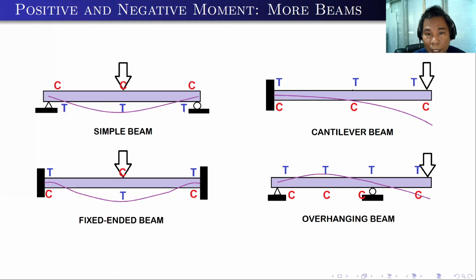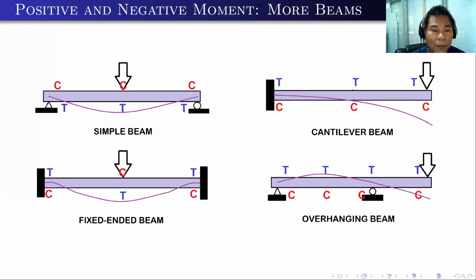You can draw the shear and the moment diagram, and then after the moment diagram, according to the sign of the moment diagram, you will be able to draw the elastic curve. It's very important that for a positive moment, the elastic curve should be concave upward, and for negative moment, the elastic curve should be concave downward.